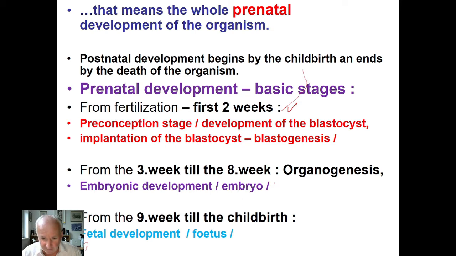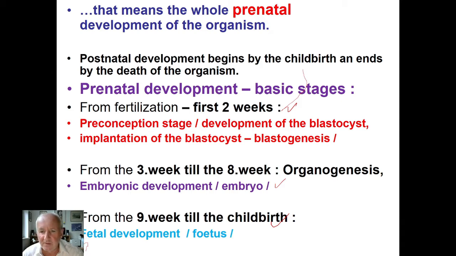The next lecture will start with the third week, and there we have to explain the next very important procedures like gastrulation, notogenesis, and the beginning of the development of some organs in the small body of the embryo. Up to the 8th week, it is the embryonic development, and we call it an embryo. From the 9th week to the childbirth, it's not anymore the embryo, but it's a fetus, please. Fetus, and this part of its development we logically call the fetal development.